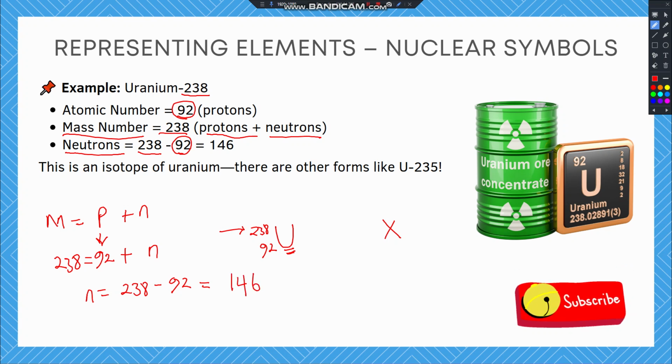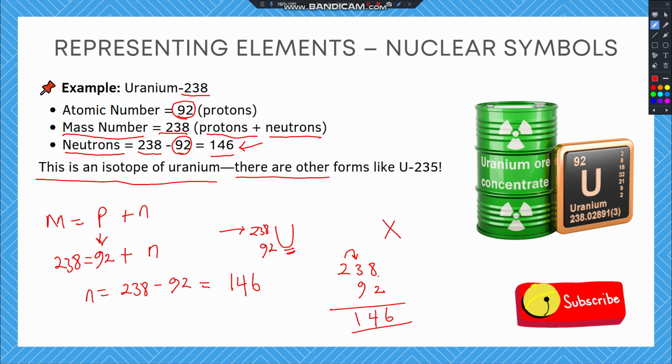146. To be a bit simpler, we can do it in a primary school way. This is 238, this is 92. 8 minus 2 gives us 6. 3 cannot minus 9, so we borrow 1 all the way to this point. It becomes 13 minus 9, which gives us 4. And then we have 1 over here, 146. So the number of neutrons present here is 146. Now note, this is an isotope of uranium.